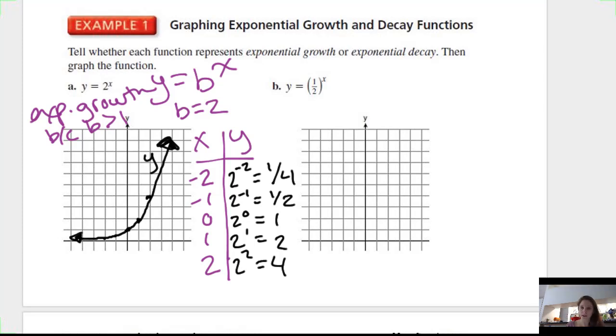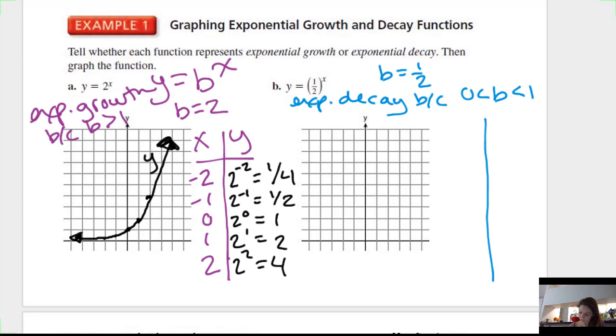Now we'll do the same thing for the second exponential function, and now we have a b value of 1/2. So this is exponential decay because b is between 0 and 1. X and y. And I'm going to go from the same values.